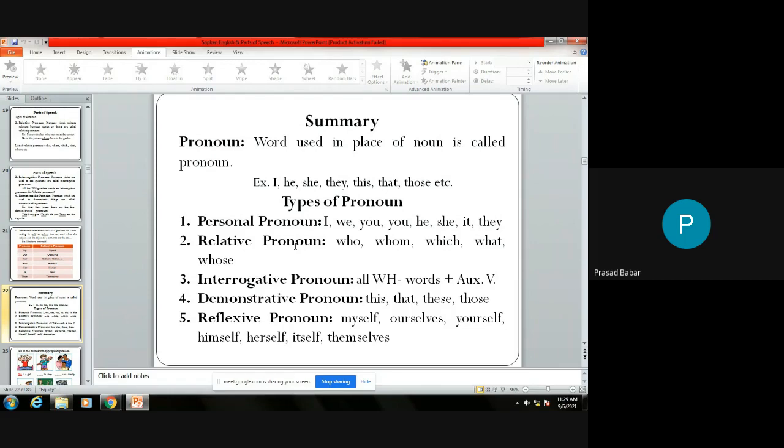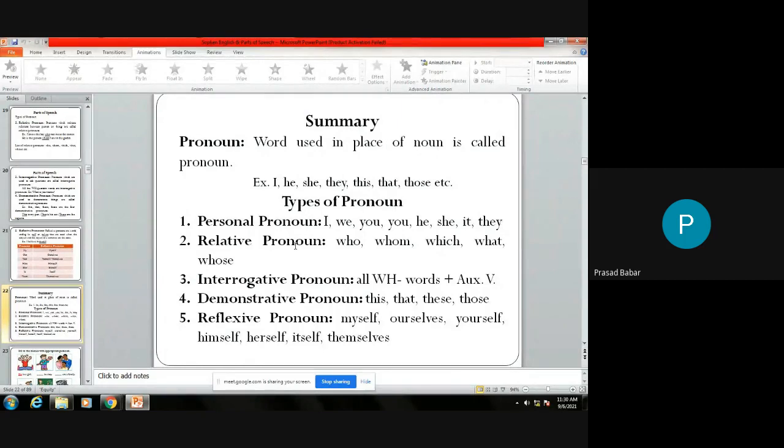The next is demonstrative pronoun. These are the only 4 in number, and we can use them to demonstrate things or objects or people. So if we want to show something to someone, then we have to use these type of pronouns. Examples of these pronouns are this, that, these, those.